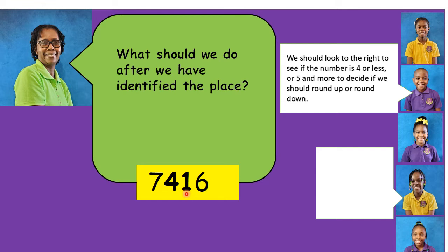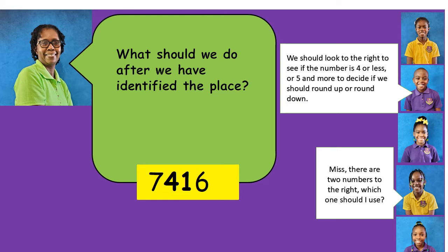Now Maricia would like to make a point. So Maricia is saying, Miss, there are 2 numbers to the right. Which one should I use? Very good point, Maricia. Very good observation. We have 2 numbers to the right, but we are going to use the one that is exactly beside the number in the hundreds place. So we are going to look at the number in the tens place. We look at the number in the tens place, and we realize that it is a 1. So now we can decide whether we are going to round up or round down.